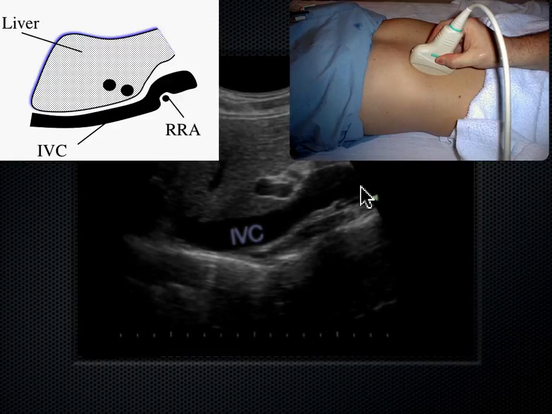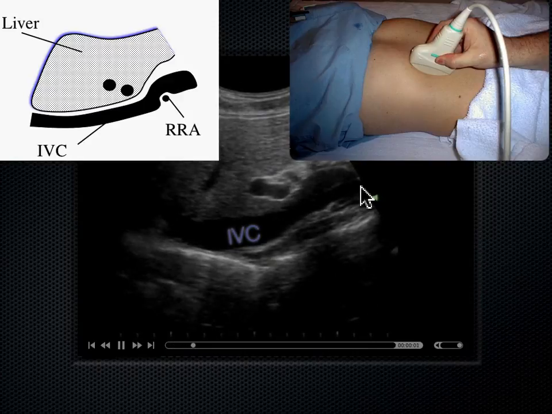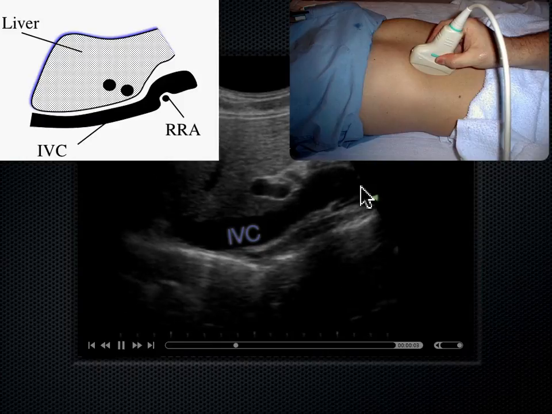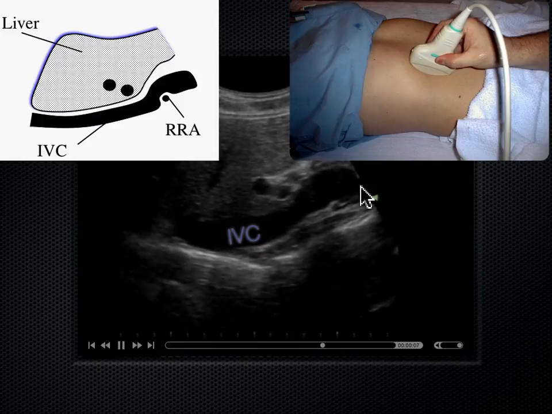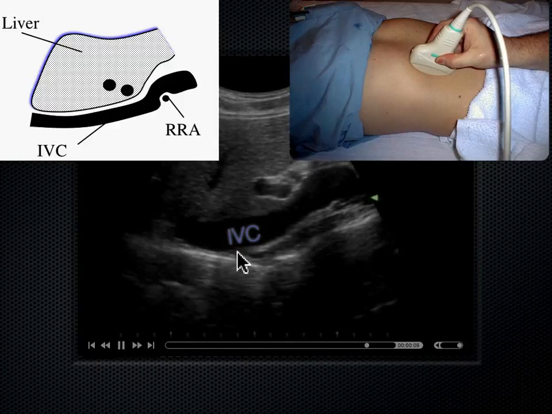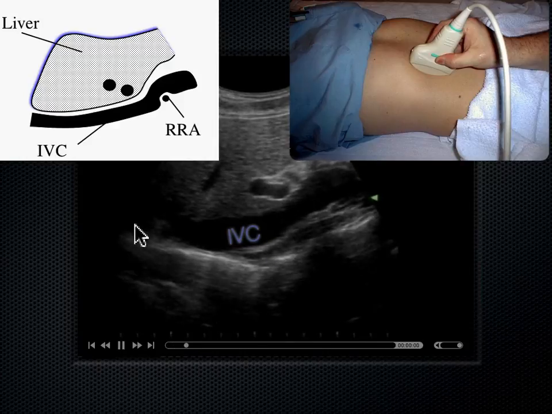Good, that's the IVC. And the IVC runs up the right side of the body. Okay, the way the aorta runs down the left side of the spine, the IVC runs up the right side of the spine, bringing blood back towards the heart.